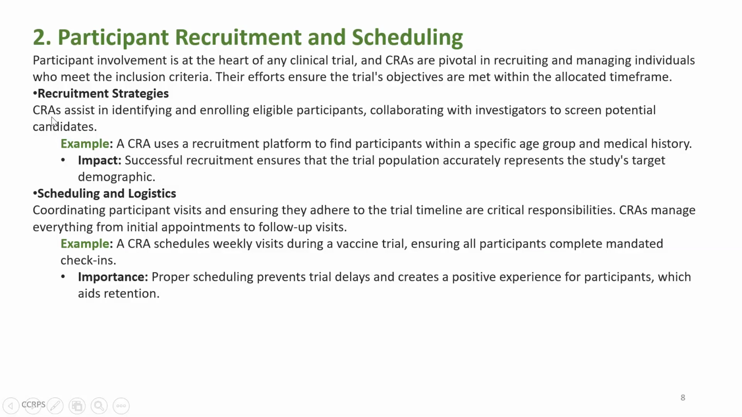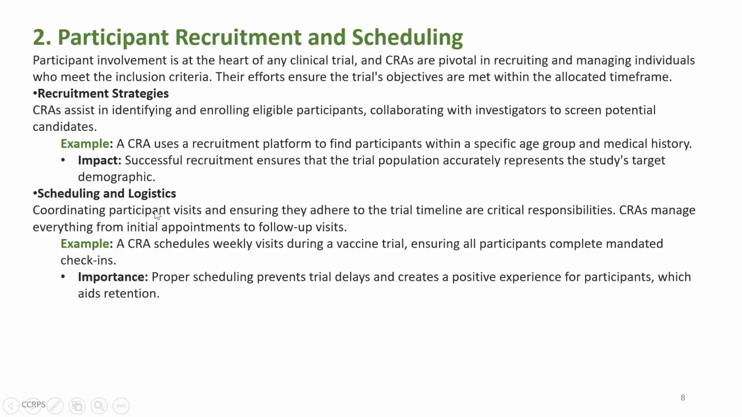Recruitment strategies: CRAs assist in identifying and enrolling eligible participants, collaborating with investigators to screen potential candidates. Example: a CRA uses a recruitment platform to find participants within a specific age group and medical history. Impact: successful recruitment ensures that the trial population accurately represents the study's target demographic.